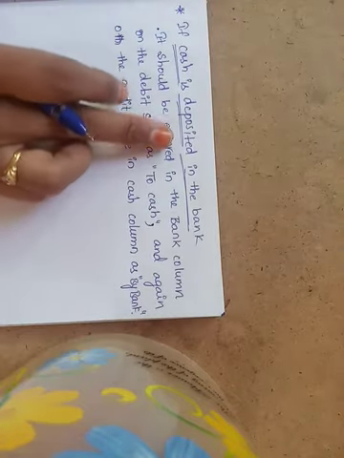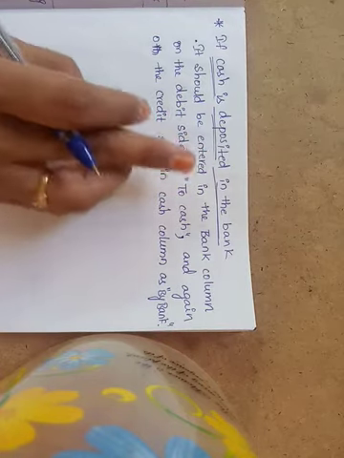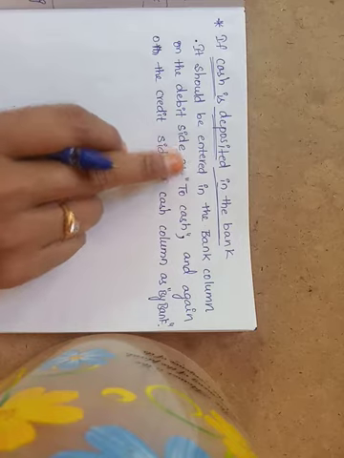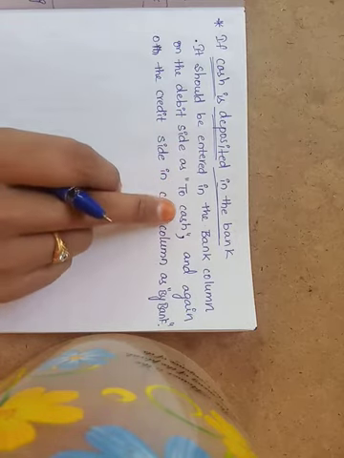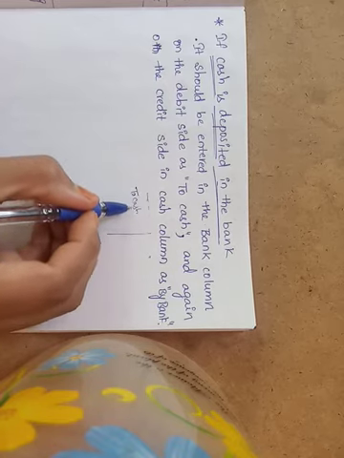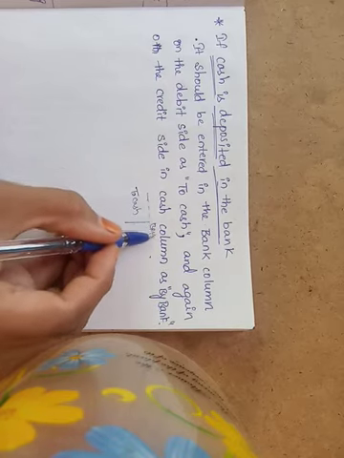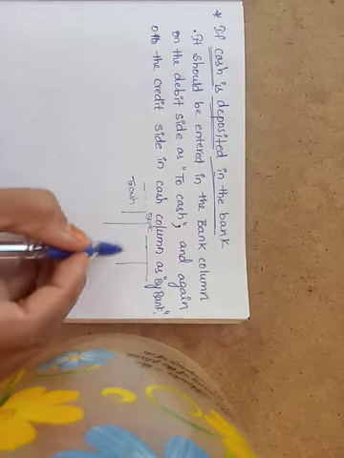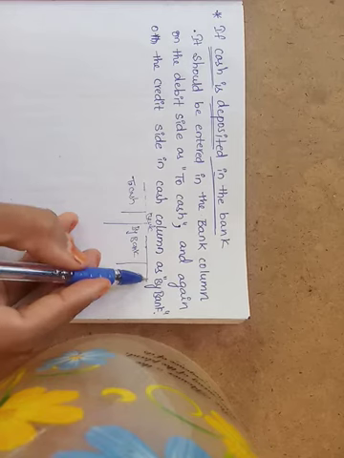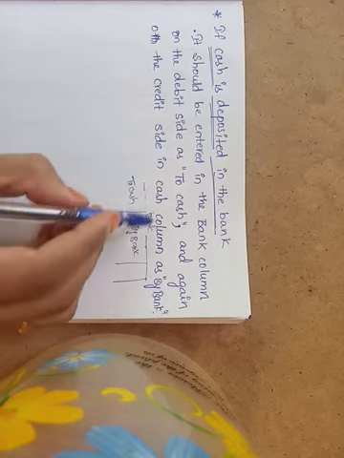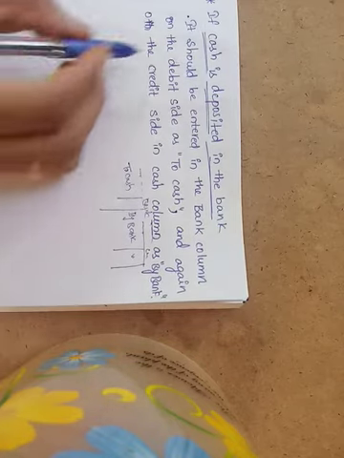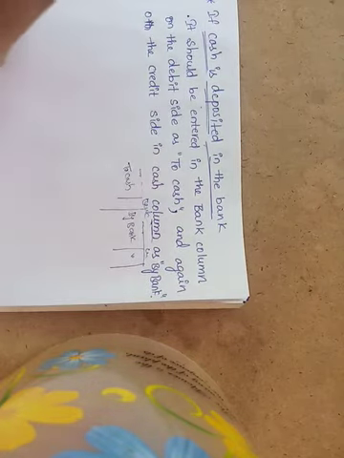Suppose cash is deposited in the bank, where will it be entered? First it is entered in the bank column on the debit side as "to cash". That amount will be written under the bank column, and again on the credit side by writing "by bank". So this is the bank credit side in a cash column, and that amount will be written under the cash column. So this is cash deposited in bank.